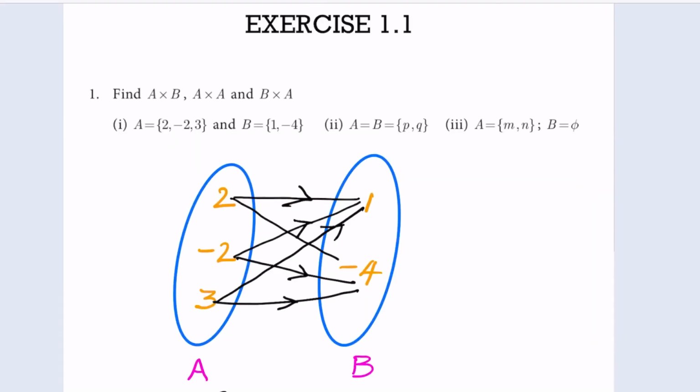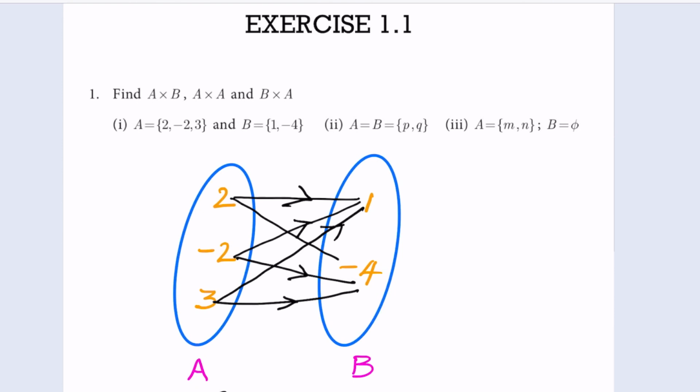Exercise 1.1, sum number 1. They have asked us to find A cross B, A cross A and B cross A. They have given the set A equal to a set with elements 2, minus 2 and 3, and B as a set with elements 1 and minus 4.